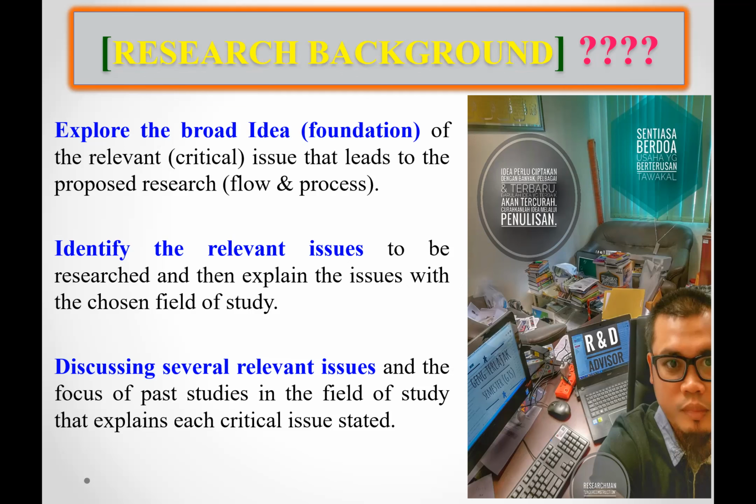Point number three is discussing several relevant issues and the focus of past studies in the field of study, and explaining each critical issue. What is most important to understand before you write your research background is that our supervisor and our examiner have some expectations. For example, they expect: what's new, what's the news about this topic, what's the important fact from your topic, what's the current situation, what's the current setting. When students write the issues, the supervisor and assessor expect to see what the issue is right now and what the current setting is.